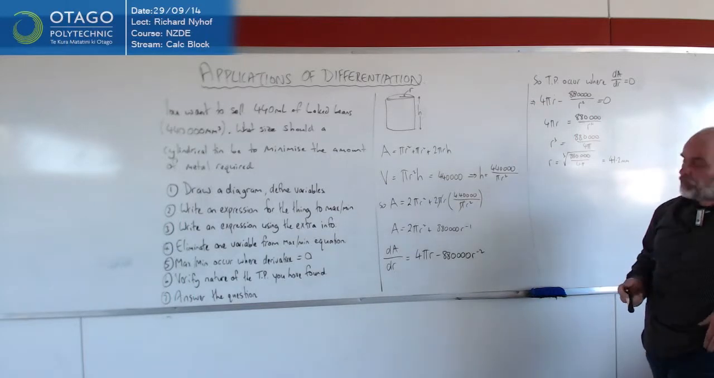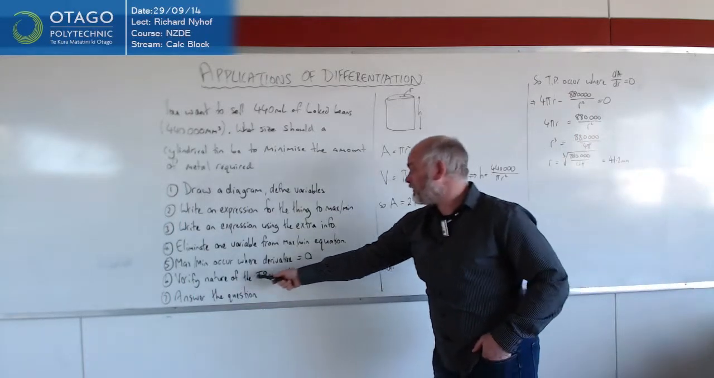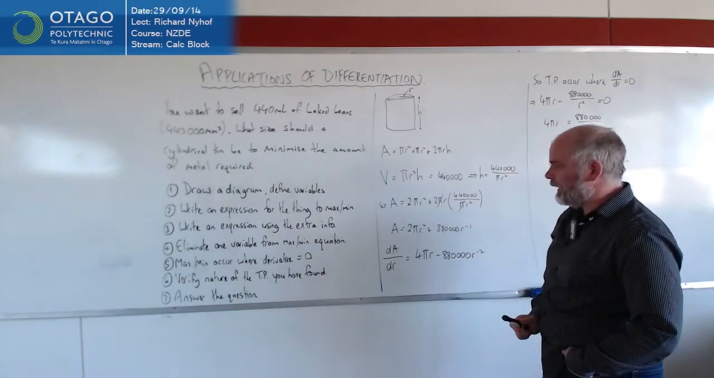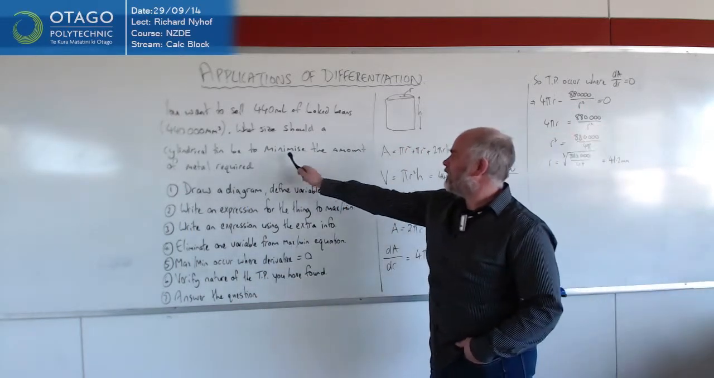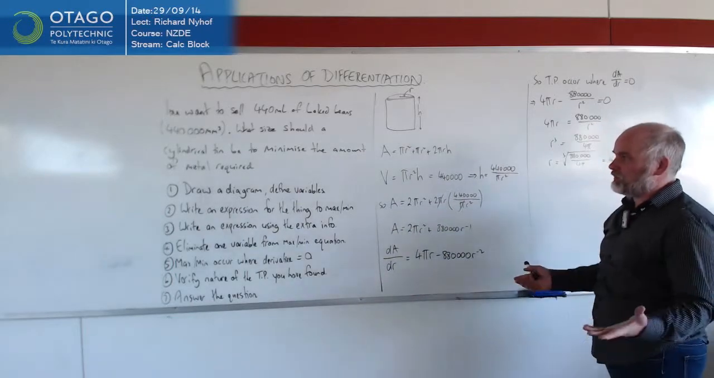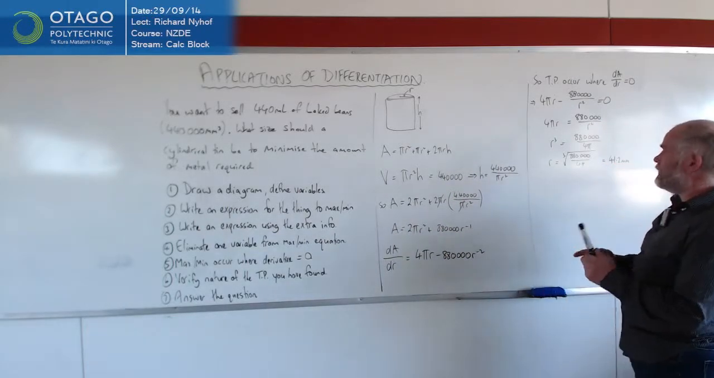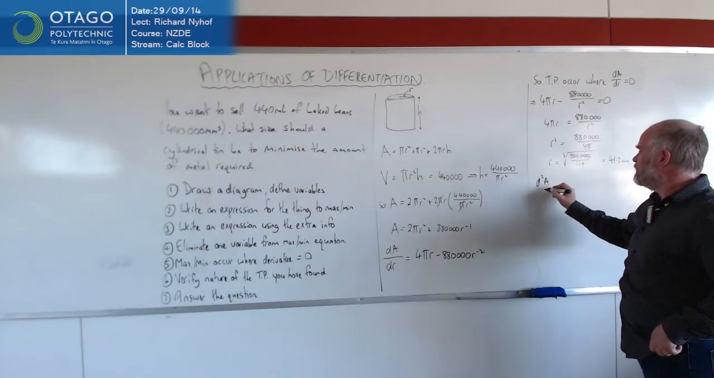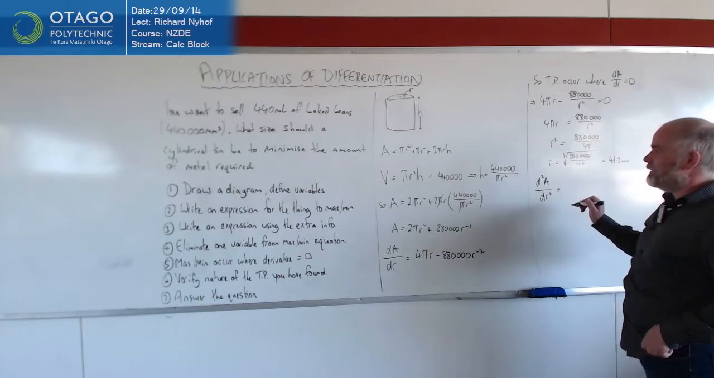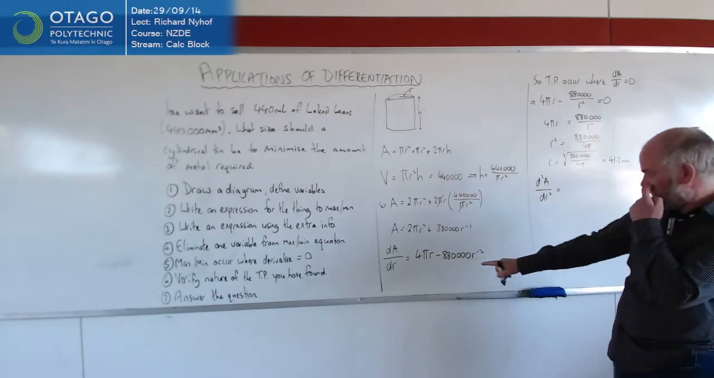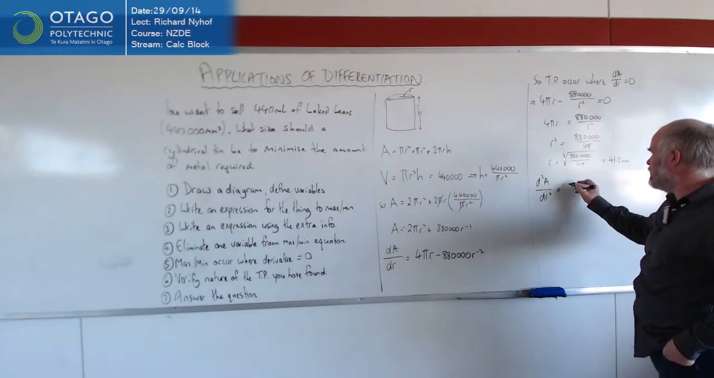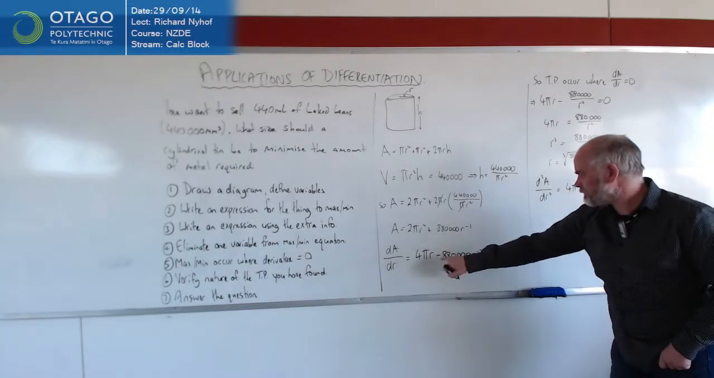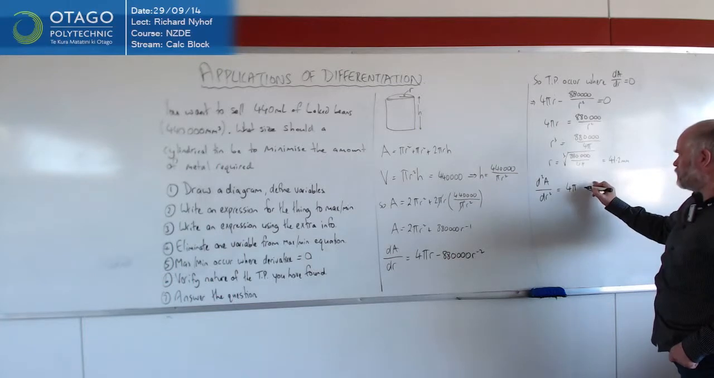Good. Okay, we're getting somewhere. What's next? Verify the nature of the turning point you have found. Ooh, okay, so I want to make sure this is a minimum. I don't want to end up making a tin that costs lots of metal. I want to make sure it's a small one. So I need to check the minimum, and to do that, we need the second derivative. So the second derivative, d squared A by dr squared, where was my first derivative? Here's my first derivative. So if I differentiate that again, I get 4 pi, minus 2 becomes a plus, 1,760,000 over r cubed.